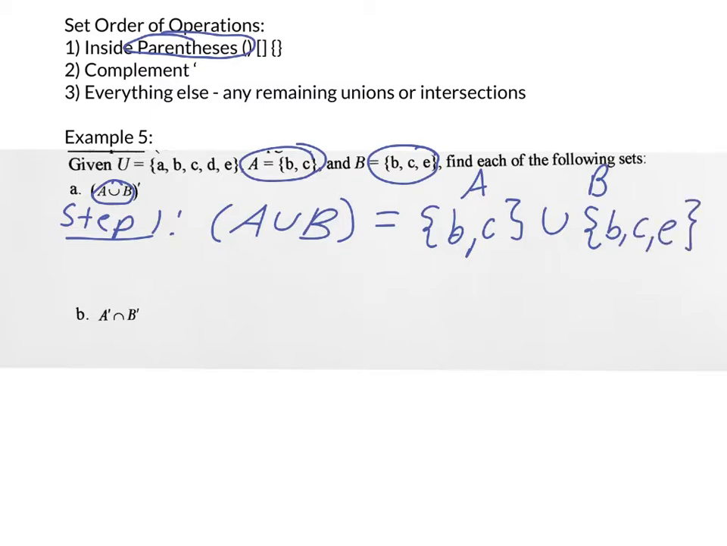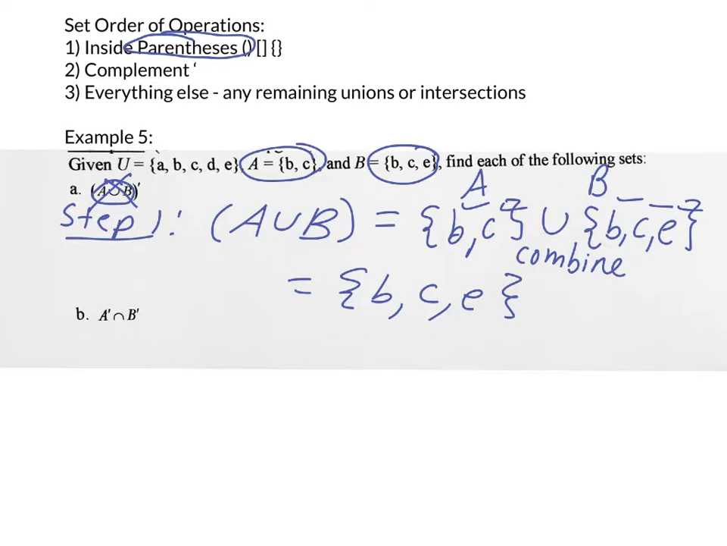Think back to our memory trick for union. Union means just simply combine the two sets together. Between the two sets, we have a little b, a little c, and a little e. We don't care about matches with union, just simply merge the sets together. So we just figured out the answer to what's inside parentheses is B, C, E.